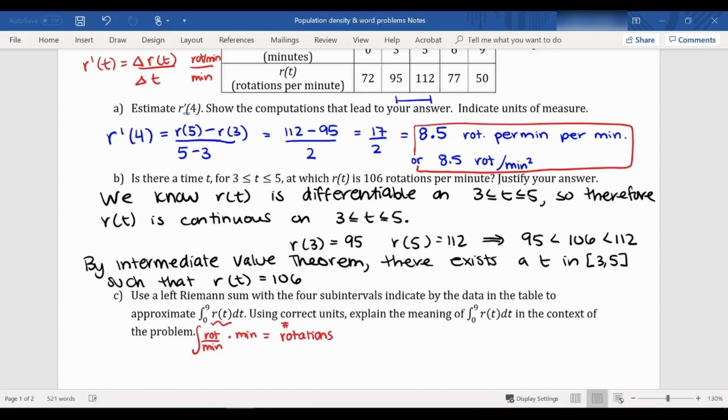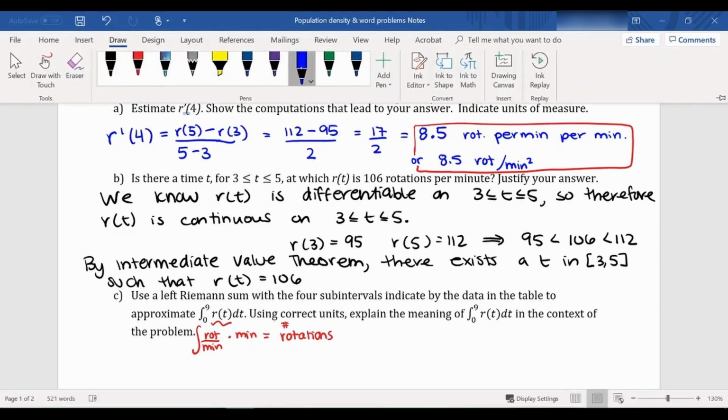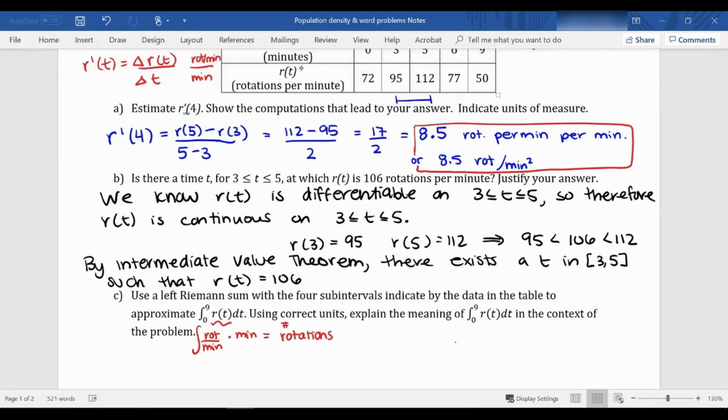So really what I'm looking for is the number of rotations completed from 0 to 9. Okay. So I also know, since I'm using a left Riemann sum, I'm looking for areas of rectangles, and my area of each rectangle is delta x times f of xi. So the question here is, well, what are my f of xi's?